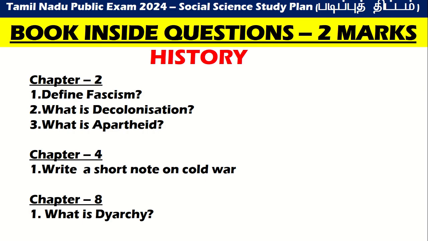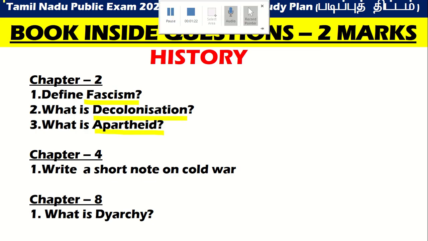History chapter 2ல பாத்தீங்கன்னா உங்களுக்கு define fascism. Fascism is one of the very important questions that you have to read, even for 1 word or 2 marks or 5 marks, whatever it is, this question will come, my dear children. So please make note of that and read accordingly. What is decolonization and what is apartheid? So define fascism, define decolonization and what is apartheid. So இந்த மூணு question வந்து உங்களுக்கு chapter 2ல இந்த கேள்வி கேட்கப்பட்டிருக்காங்க.